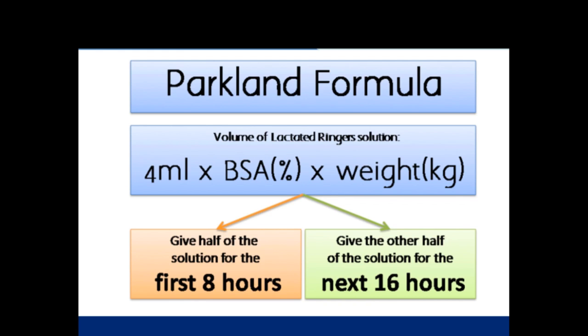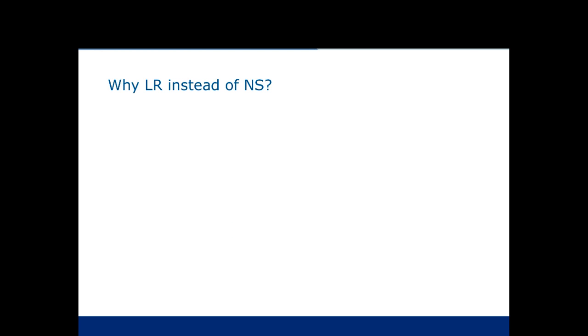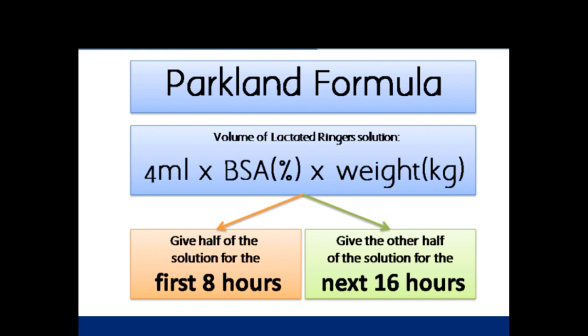So for example, let's do a 70 kilogram male with a 50% burn. So 4 times 50, that's 200, right? Times 70, that's about 14,000. It's 14 liters, and you give the first half in the first 8 hours, then you give the other half over the next 16 hours, right? So look, the formula says volume of lactated Ringer's. Why would we give LR instead of normal saline?